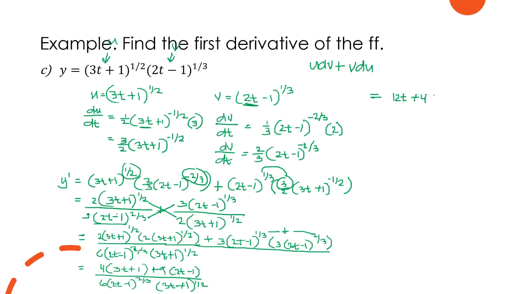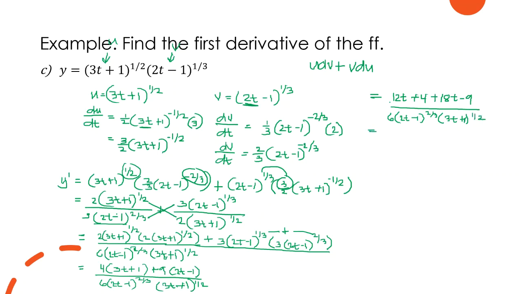9 times 2t, that is 18t. And 9 times negative 1, that is negative 9. Divided by, copying the denominator, we have 6 times (2t minus 1) raised to 2/3, and (3t plus 1) raised to 1/2.